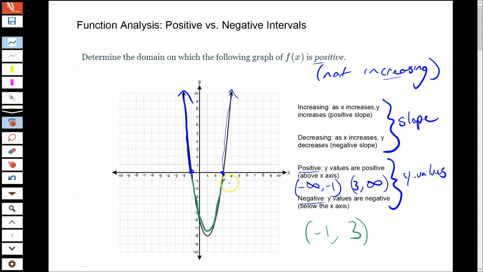Okay? And notice our increasing and decreasing intervals do not align with these, so these are completely separate. A graph can be increasing and negative, as it is here, right? Increasing and negative, but also increasing and positive, as it is up here. Okay. So I would say make sure you have these definitions written down, and note that one has to do with slope and one has to do with the y values.